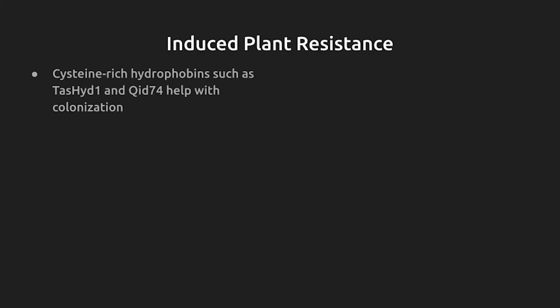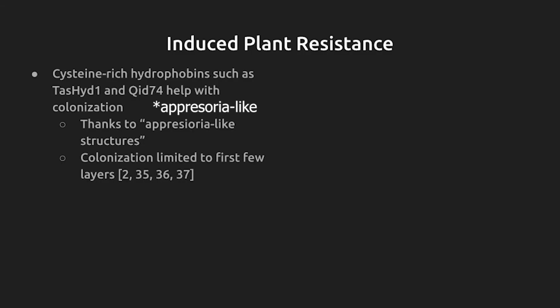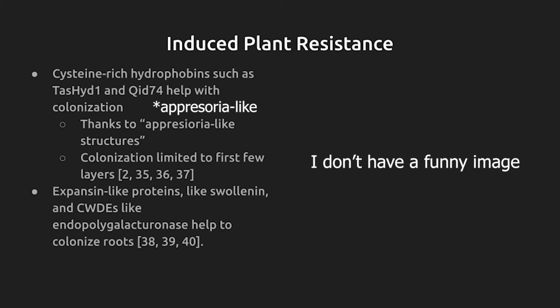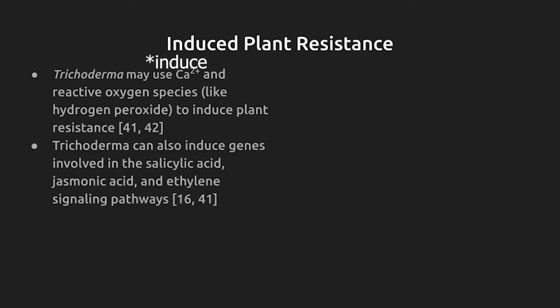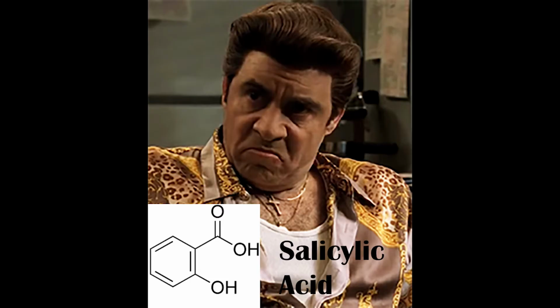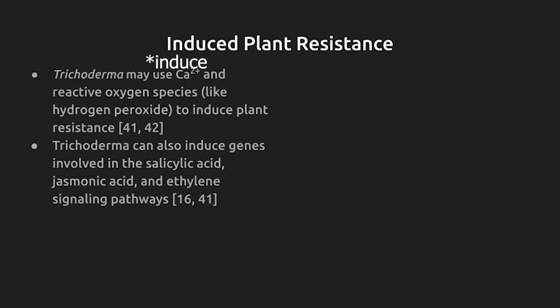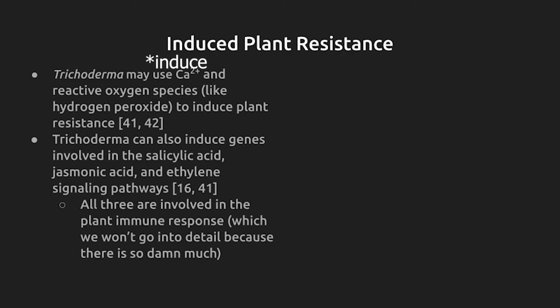Cysteine-rich hydrophobins such as TasHyd1 and QID74 allow Trichoderma species to colonize plant roots using appressoria-like structures, though they are usually limited to the first few layers. Expansin-like proteins like swollenin and CWDEs like endopolygalacturonase help to colonize roots. Trichoderma may induce plant pathogen resistance in plants through changes in calcium and reactive oxygen species like hydrogen peroxide. Trichoderma can also induce genes involved in the salicylic acid, jasmonic acid, and ethylene signaling pathways. These pathways are often involved in the immune response of plants.